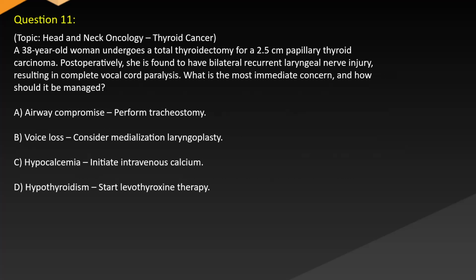Question 11. Topic: Head and neck oncology. Thyroid cancer. A 38-year-old woman undergoes total thyroidectomy for a 2.5 centimeter papillary thyroid carcinoma. Postoperatively, she is found to have bilateral recurrent laryngeal nerve injury, resulting in complete vocal cord paralysis. What is the most immediate concern, and how should it be managed?